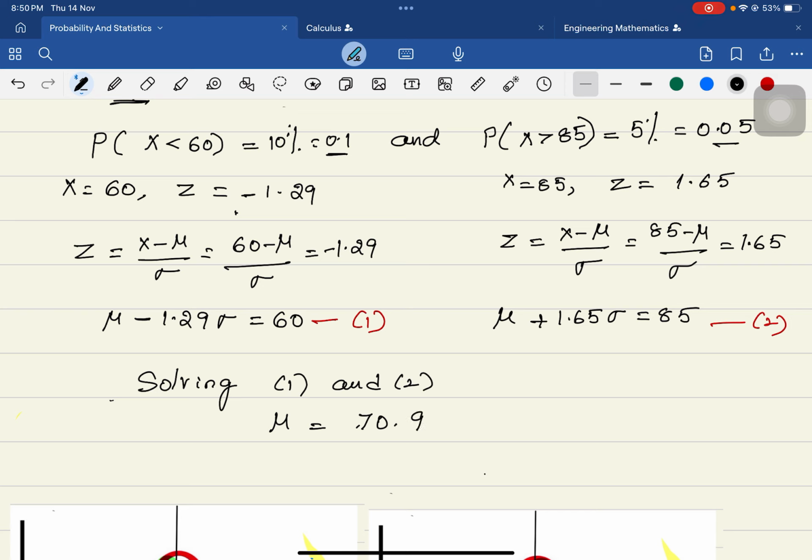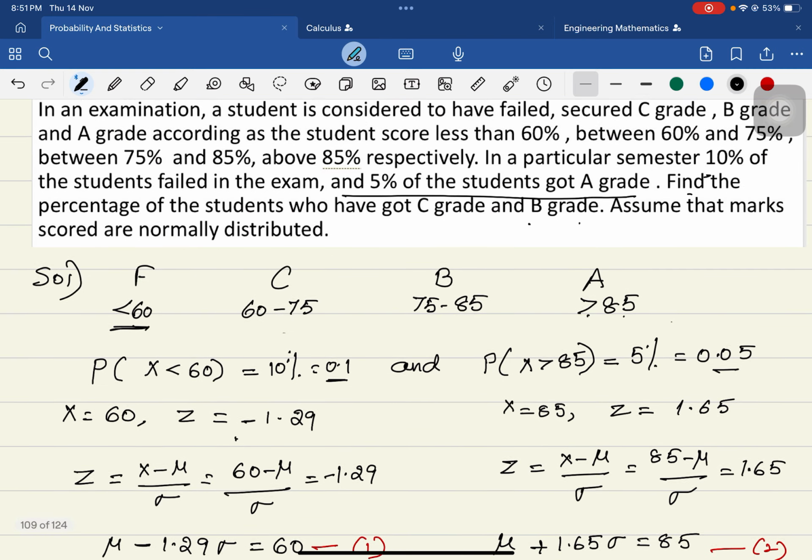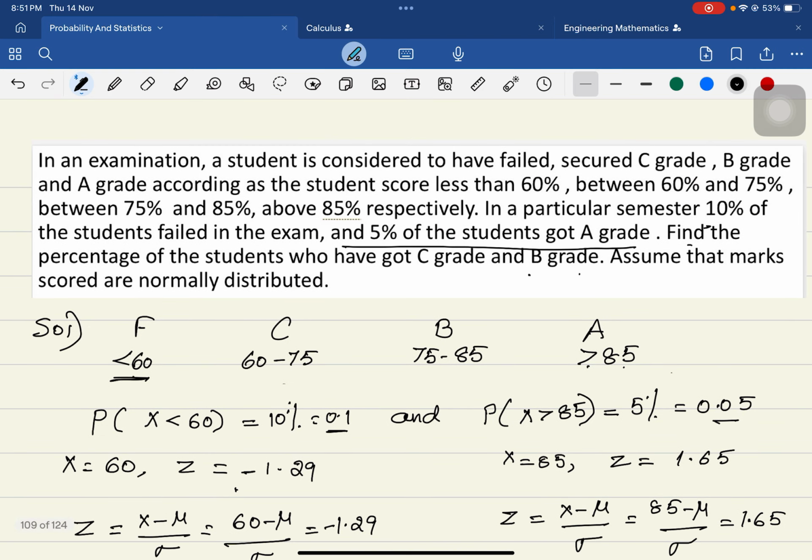The value of mu is 70.9694, and the value of sigma is 8.5034. So these are the values of mu and sigma. So we got the values of mu and sigma with the help of the given data. Now what is the next question he has asked you? Find the percentage of the students who have got C grade.